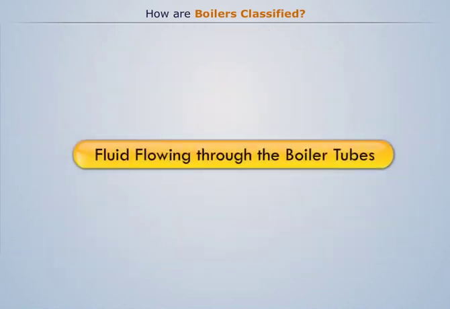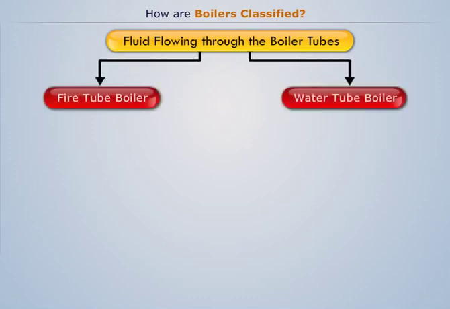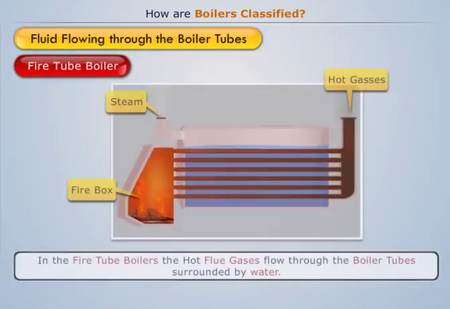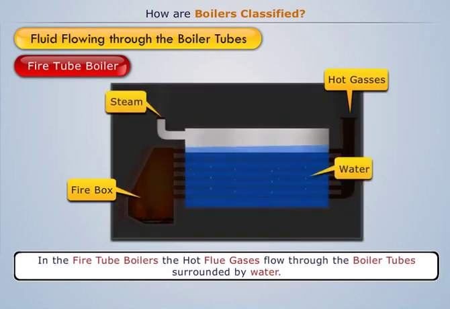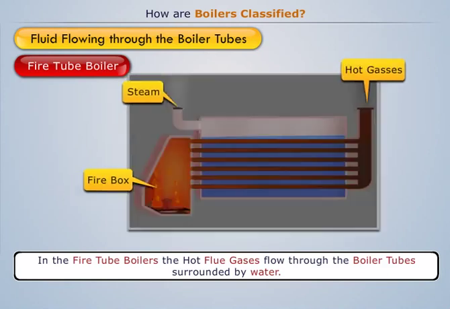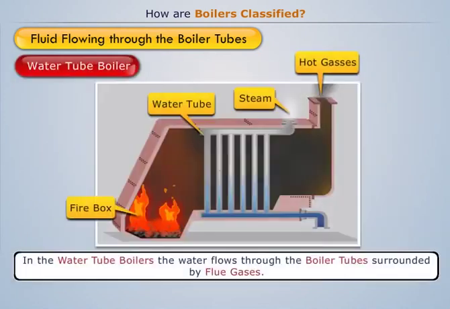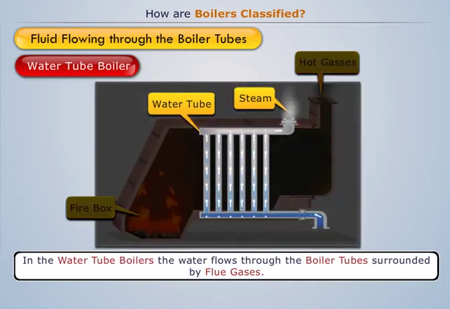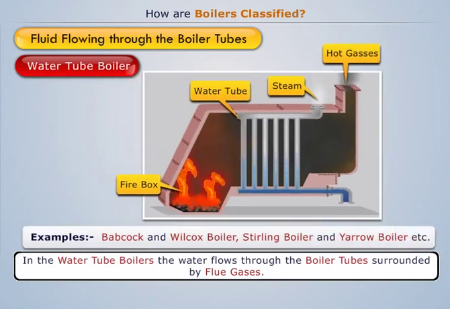Fluid flowing through the boiler tubes. On this basis, boilers can be classified as fire tube boiler and water tube boiler. In fire tube boilers, hot flue gases flow through the boiler tubes surrounded by water. For example, Cochrane boiler, Lancashire boiler, and locomotive boiler, etc. In water tube boilers, water flows through the boiler tubes surrounded by flue gases. For example, Babcock and Wilcox boiler, Stirling boiler, and Yarrow boiler, etc.